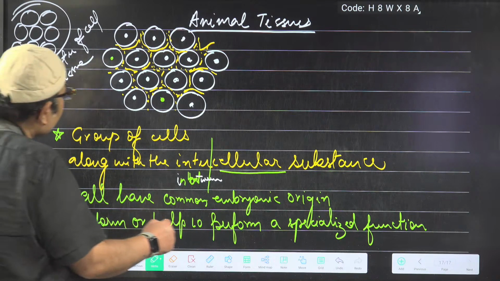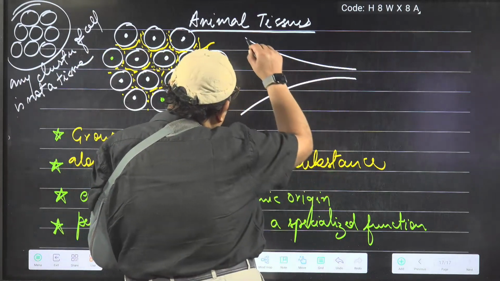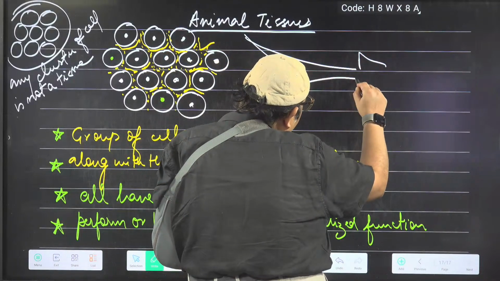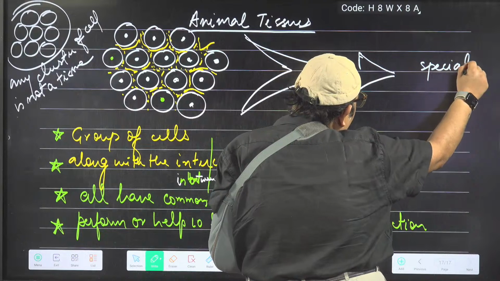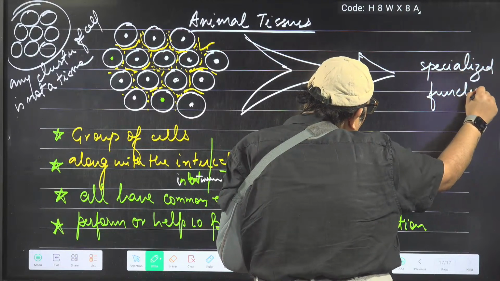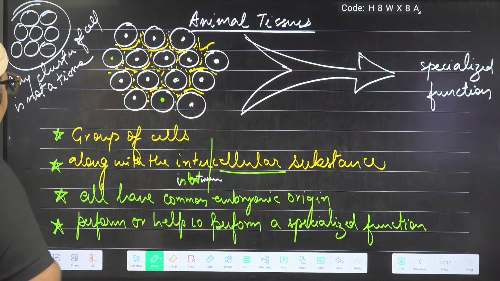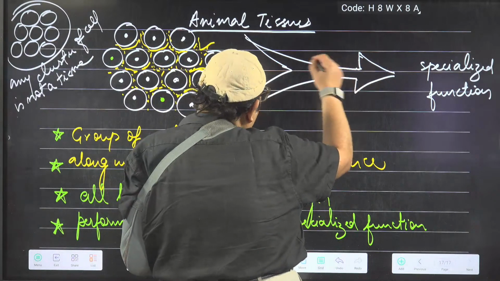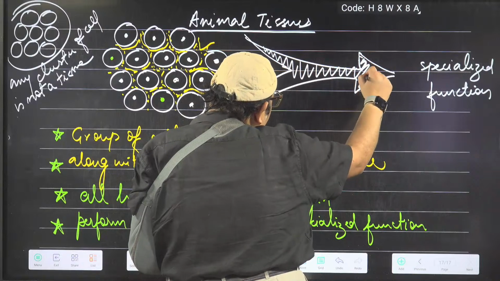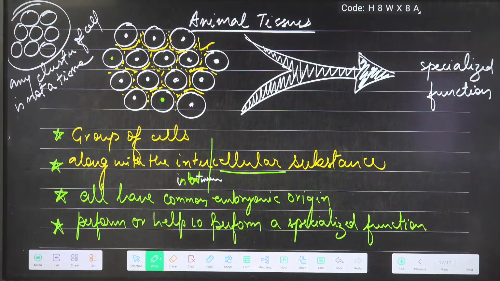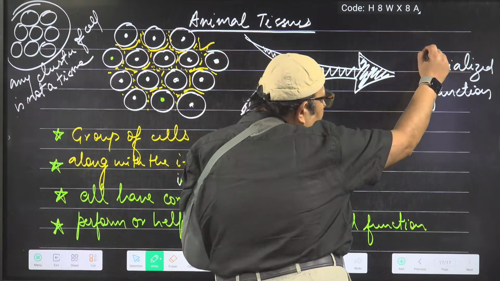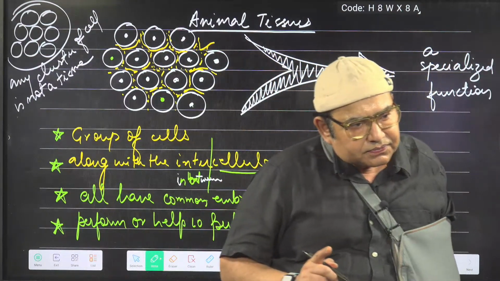However, these cells are performing or helping to perform a common function, and the common function is also specialized. So they all are performing a specialized function. Either all of them are performing the same one, or all of them are helping in performing the similar specialized function, meaning the same one function.